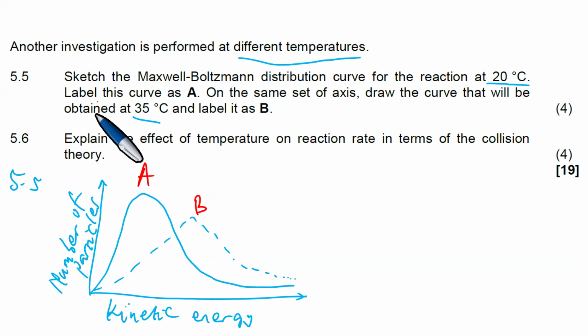So you need to sketch the Maxwell-Boltzmann distribution curve for the reaction at 20 degrees. So this one, A, is at 20 degrees Celsius. B is at 35. So what is then happening here? At 20 degrees Celsius, this will be the curve. Right, and also now at 35 degrees Celsius, this will be the curve.